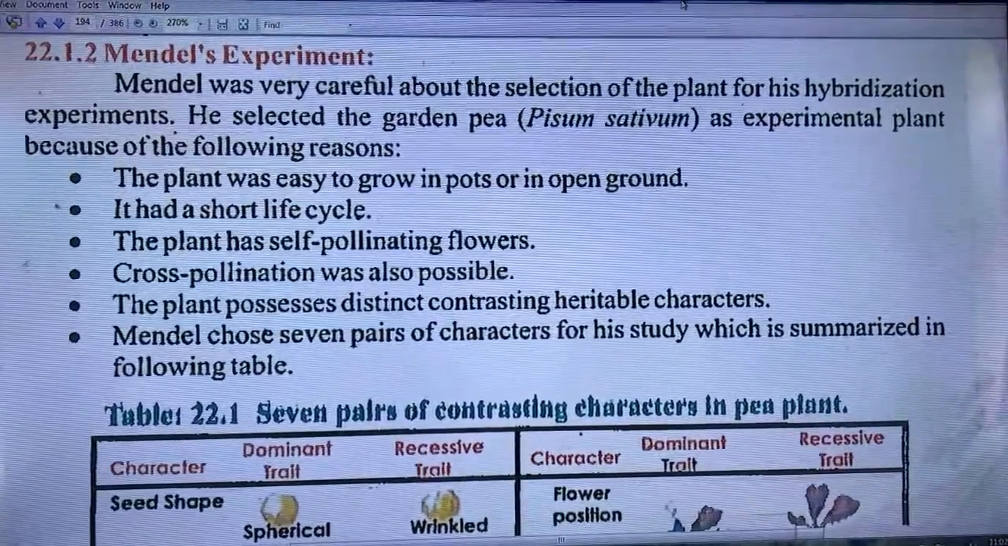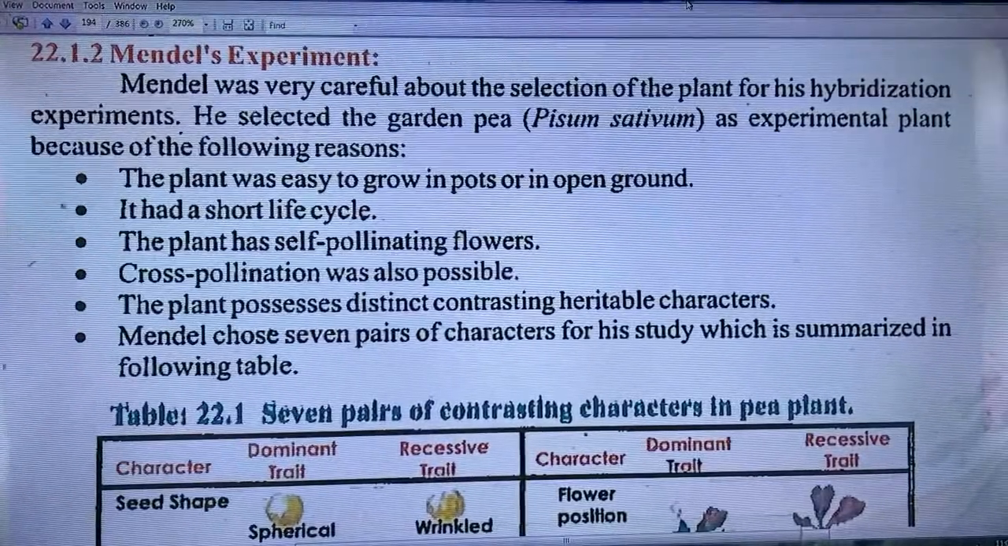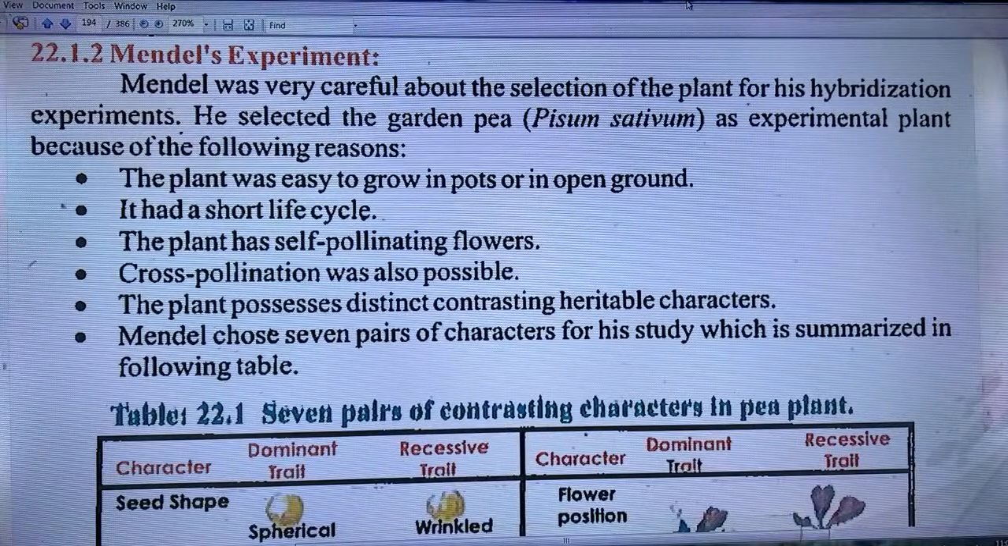Genetics. The study of heredity and variation is called genetics. Mendel's experiment. Mendel was very careful about the selection of the plant for his hybridization experiments. He selected the garden pea, Pisum sativum, as the experimental plant because of the following reasons.